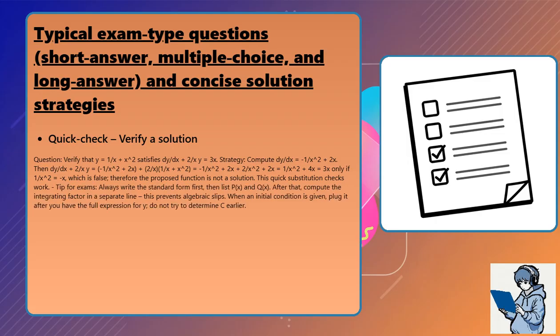Tip for exams: always write the standard form first, then list p of x and q of x after that. Compute the integrating factor in a separate line. This prevents algebraic slips. When an initial condition is given, plug it in after you have the full expression for y. Do not try to determine c earlier.